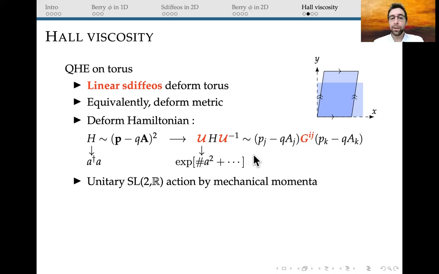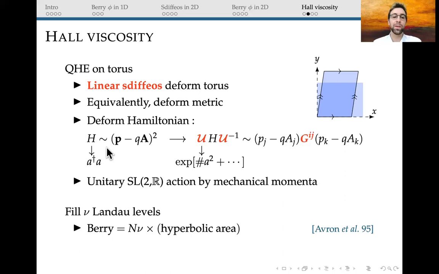And in particular, you can now suppose that you fill a certain number nu of Landau levels. You take your torus, you put a bunch of electrons there, and you assume that nu successive energy levels of this Hamiltonian are completely filled, because they're completely degenerate. And then you ask, what's the resulting Berry phase in the thermodynamic limit? Well, what you find is that the Berry phase is n nu times the hyperbolic area. Now, I really want to go step by step through the three terms of this formula because our whole point is going to be to try to reproduce this from diffeos.